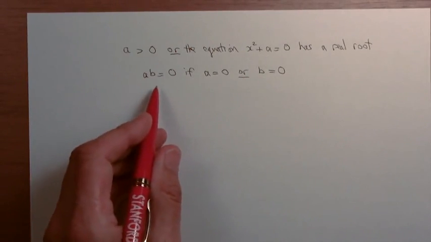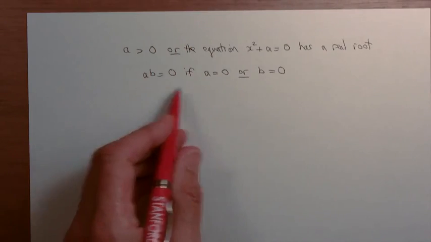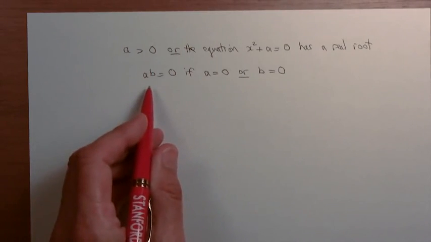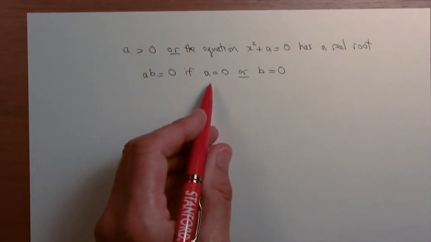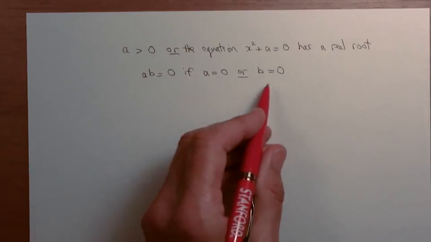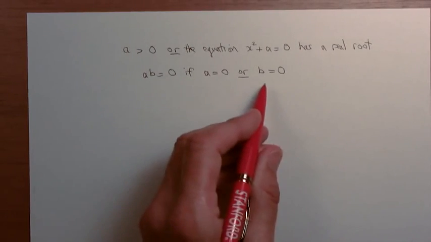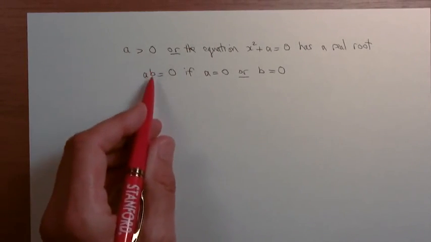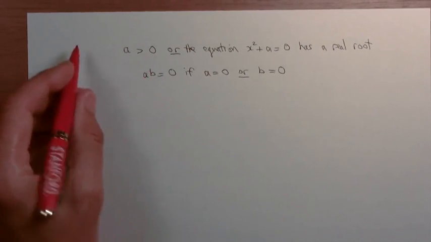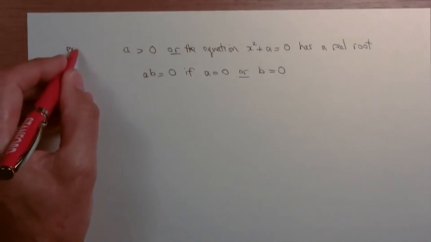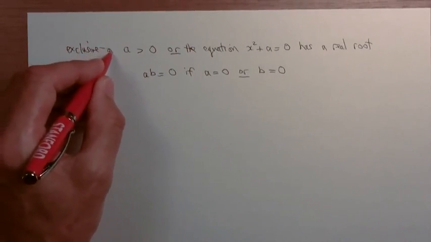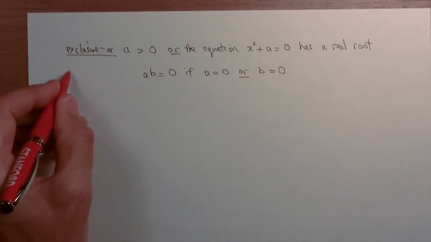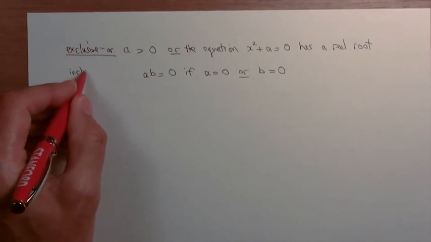In the case of the second sentence, they could both occur together. To get AB equals 0, it's enough if A is 0, it's enough if B is 0, or they can both be 0. So these 2 are different. In the first case, we have an exclusive OR. In the second case, we have an inclusive OR.